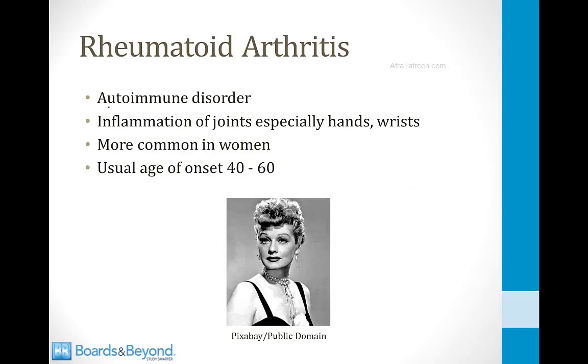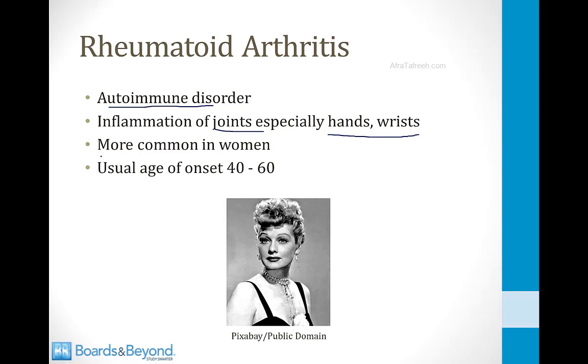Rheumatoid arthritis is an autoimmune disorder that involves inflammation of the joints, especially the hands and the wrists. Specifically, it involves what are called synovial joints. We'll talk more about those in a minute, but those are some of the more mobile joints in your body, like the hips, the knees, the hands, and the wrists.